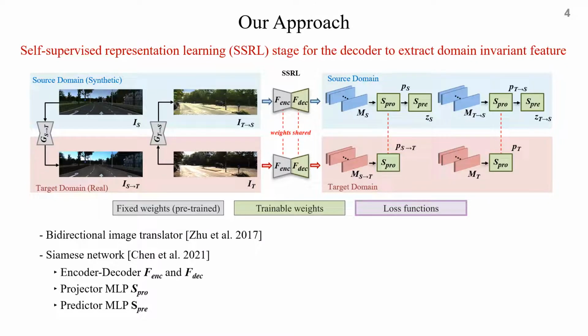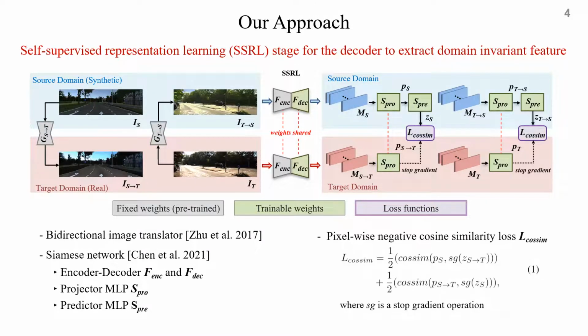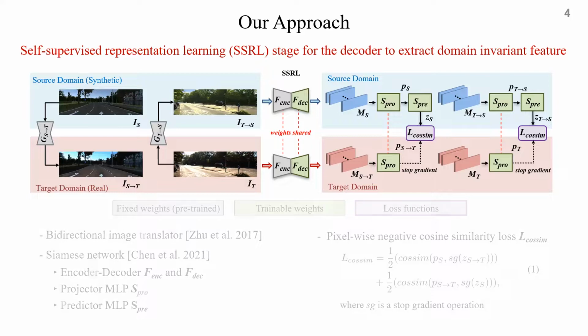As a loss function of our Siamese network, we compute pixel-wise negative cosine similarity between features P and Z. In the other side of the predictor, we apply stop gradient operation. In this way, the depth estimator can learn domain invariant features between synthetic and real-world domains.